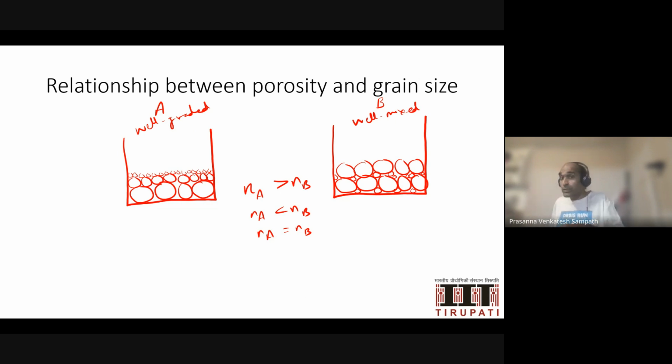Now, this is closer to reality. The previous slide, whatever I showed you, was just to illustrate the point that this porosity is independent of grain size. Now, this example that I have quoted to you, that a well-mixed system will have a lower porosity than a well-graded system, is also independent of grain sizes. These grain sizes can vary from anywhere to anywhere. It could be varying from 10 mm to 2 mm, or from 2 mm to 75 micron, or whichever range you take. If you take well graded versus well mixed, this will be true. NA will always be greater than NB.